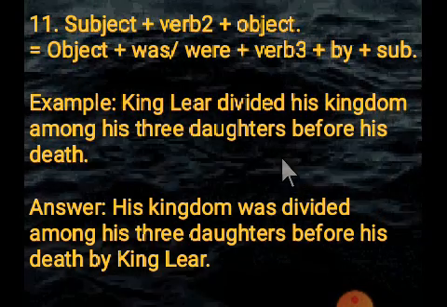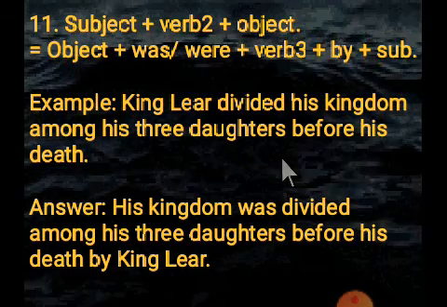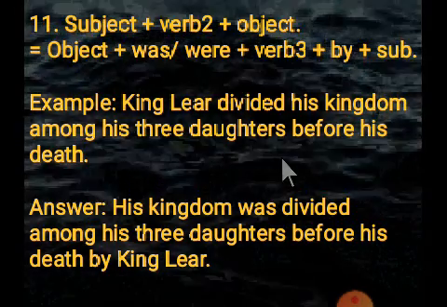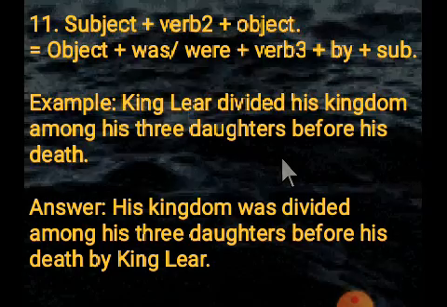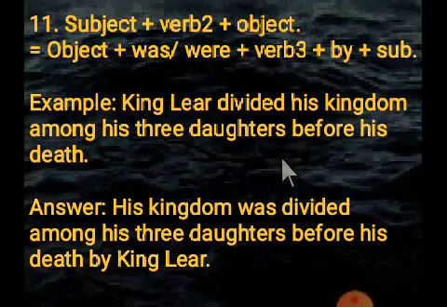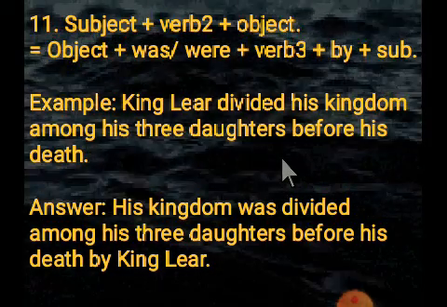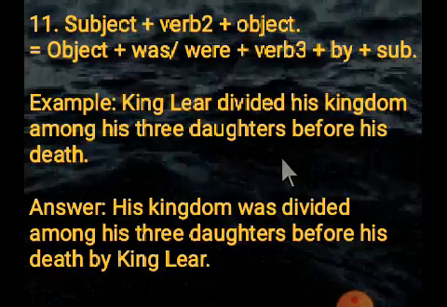Subject plus verb 2 plus object equal to object plus was, were, verb 3 plus by plus subject. Example: King Lear divided his kingdom among his 3 daughters before his death. Answer: His kingdom was divided among his 3 daughters before his death by King Lear.